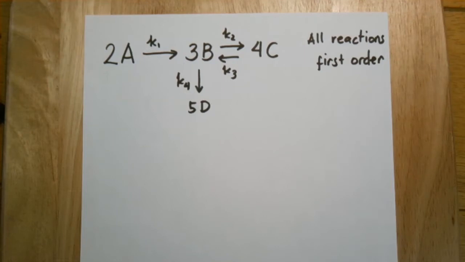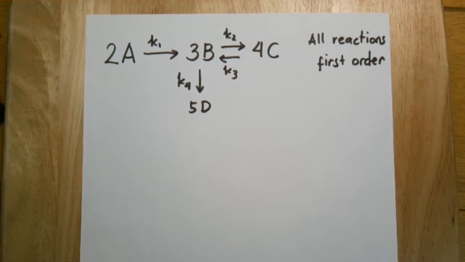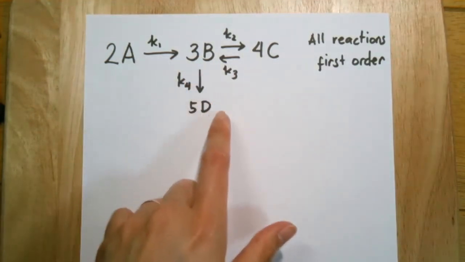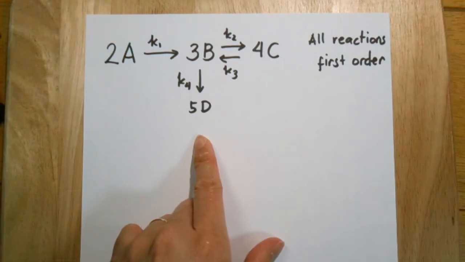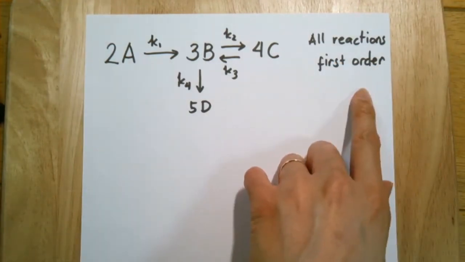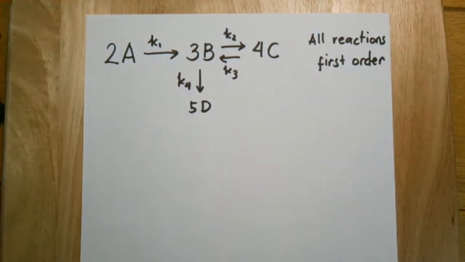I have another example here, and I would like you to try it on your own. Derive a model that describes the rate of change in the concentration of each of the substances involved in the following reaction network. All reactions are first order. Pause the video now and try it.